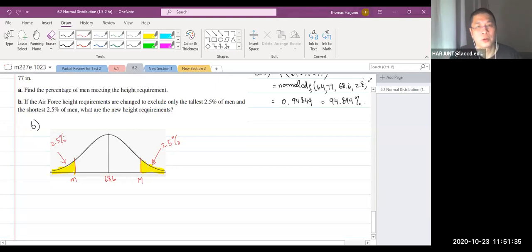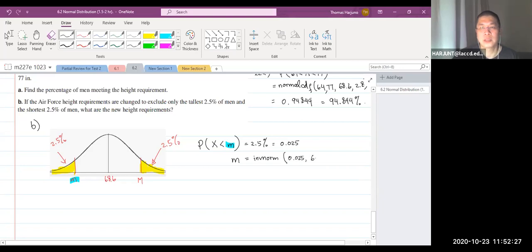Then what is the cutoff score? What are the new height requirements? Find that lowercase m and uppercase M, such that we only exclude the tallest 2.5% and the shortest 2.5% of men. The first part, probability that x is less than lowercase m is 2.5%. So m will be inverse norm 0.025. The mean is 68.6. Standard deviation 2.8.